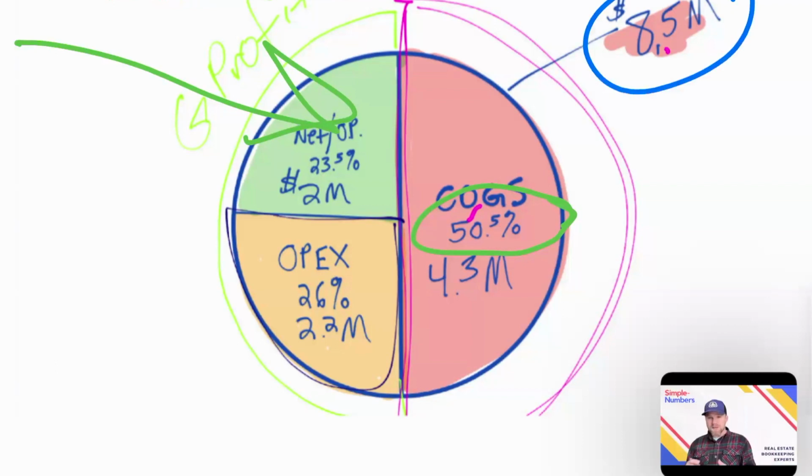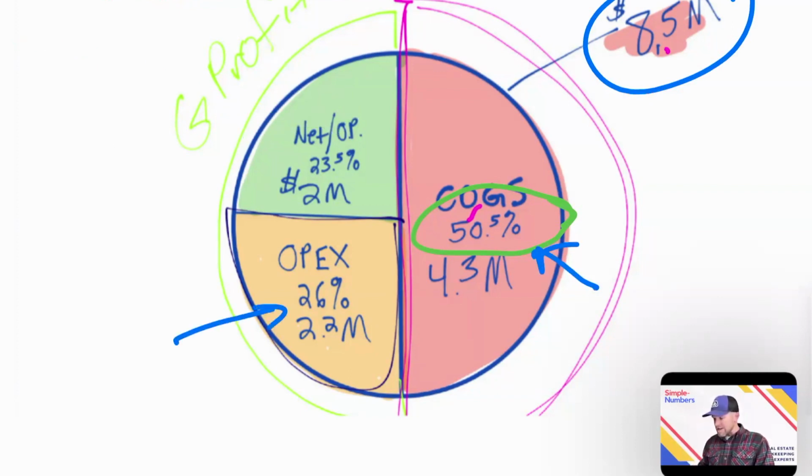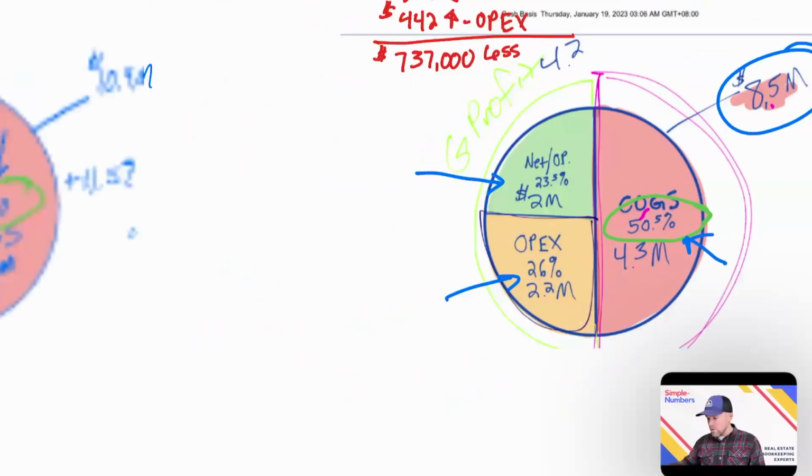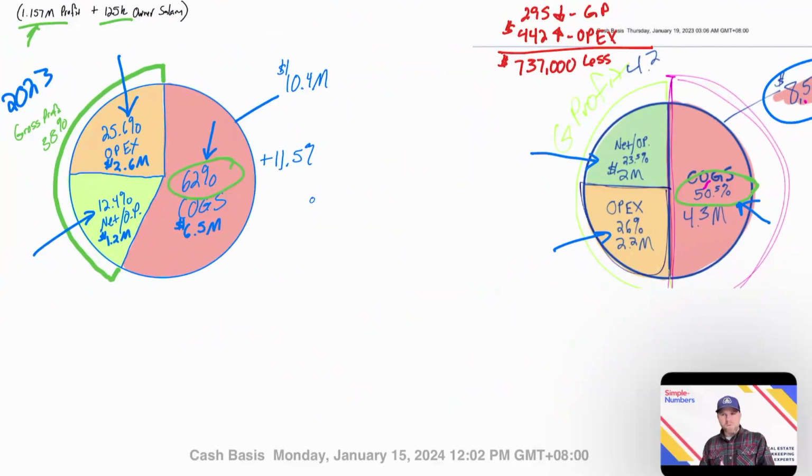8.5 million was the pie. So it was almost $2 million less. And 50% went out in cost of goods sold, just over 50%. We spent 26% on operating expenses, the orange, and we were left with the green, 23.5% or 2 million. So when we compare them year over year, where's the issue? What changed? The overall pie got bigger, but the net profit from a percentage and the dollar amount both went down. Why? Well, there's only two places that we have to look.